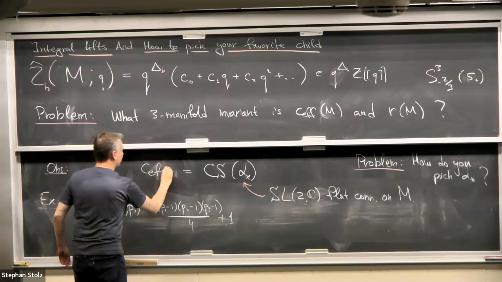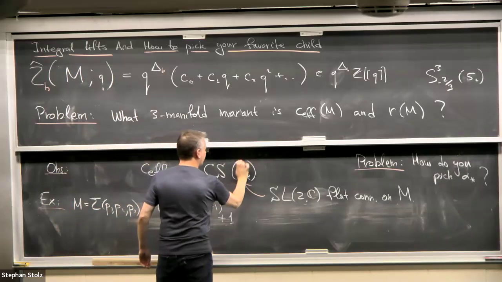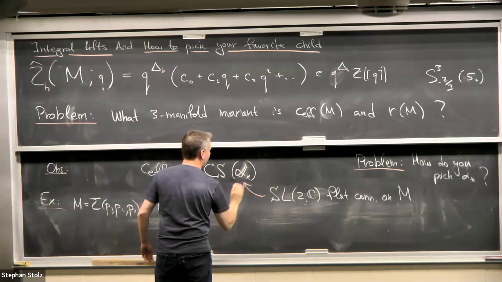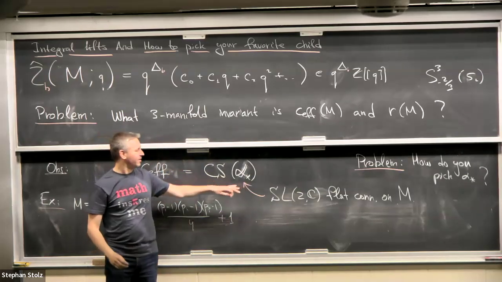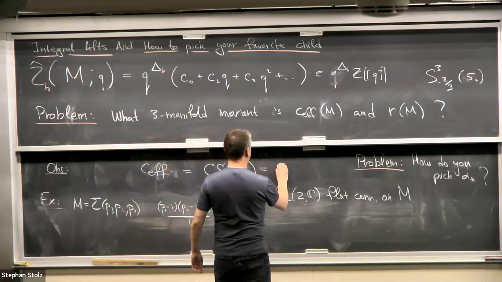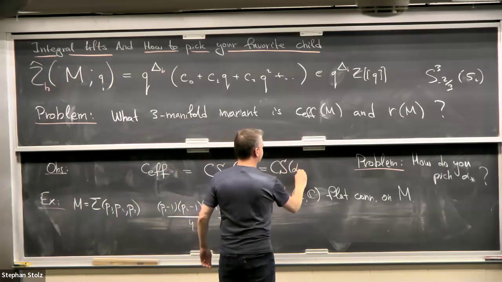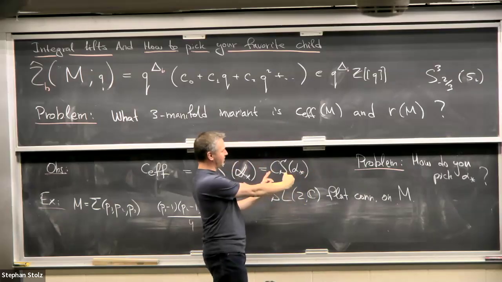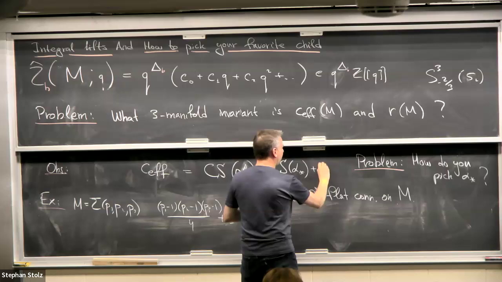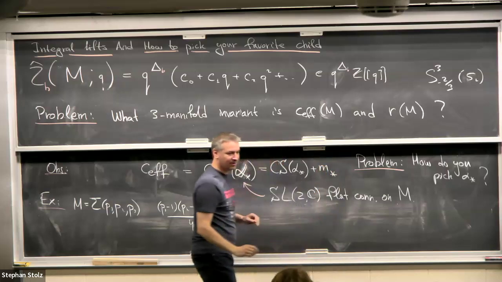So C effective is equal to this, but now I have to use notation that I briefly mentioned the other day. I have to actually specify the integral lift of alpha. So what this is, it's the trans-series of this special connection in the usual form. This is a mod 1 object, and let me put it in the range between 0 and 1, and then I'll have some integer m star.